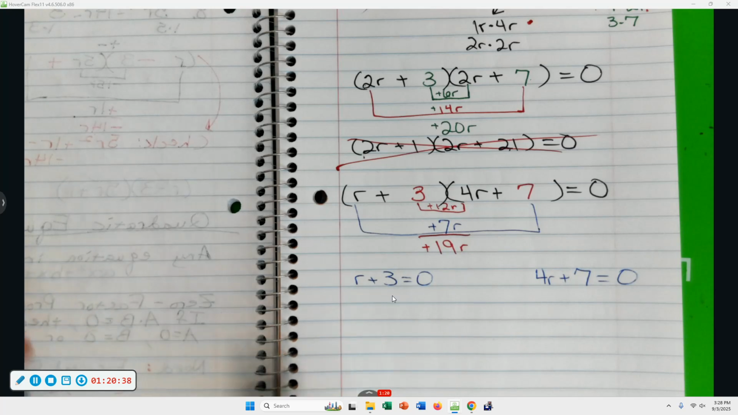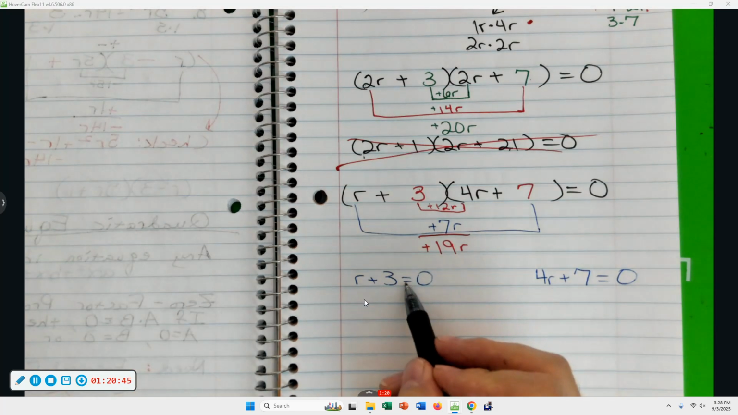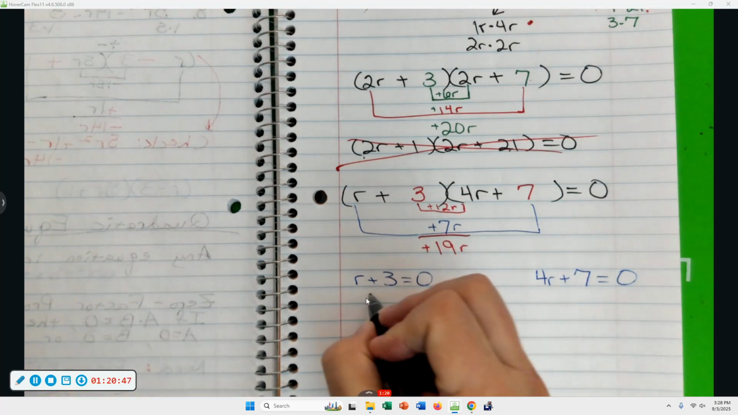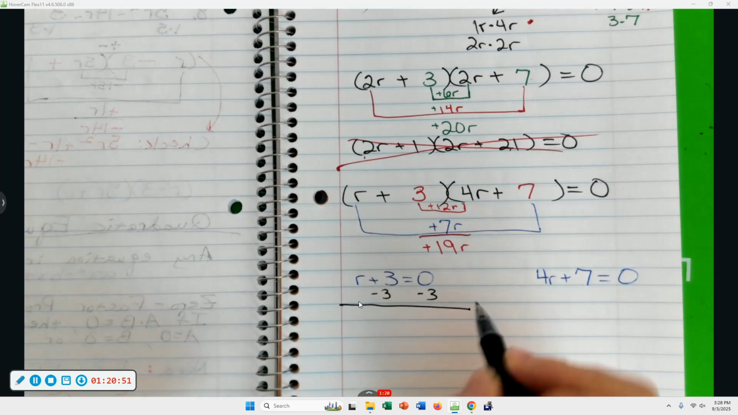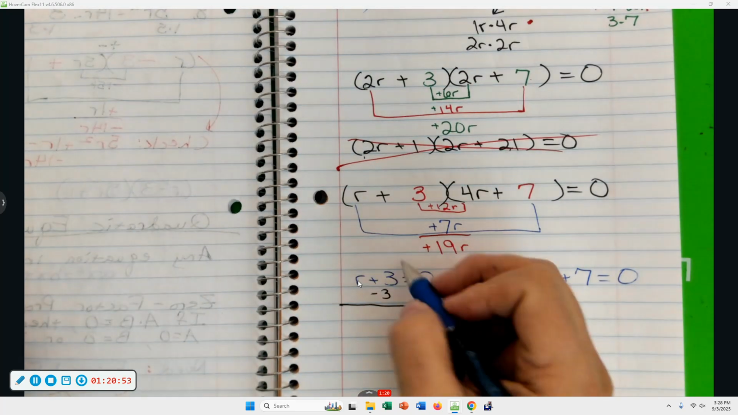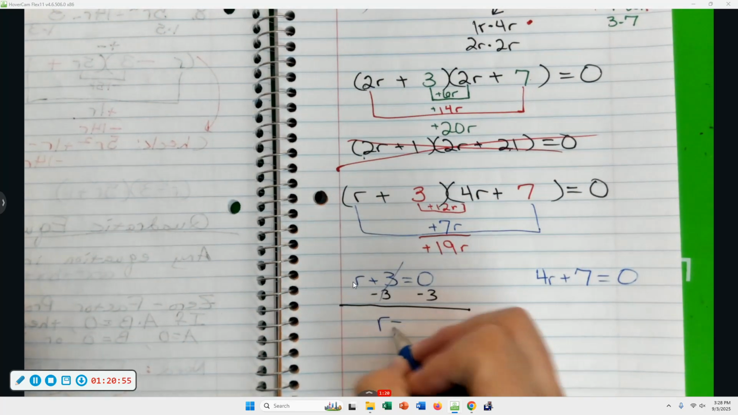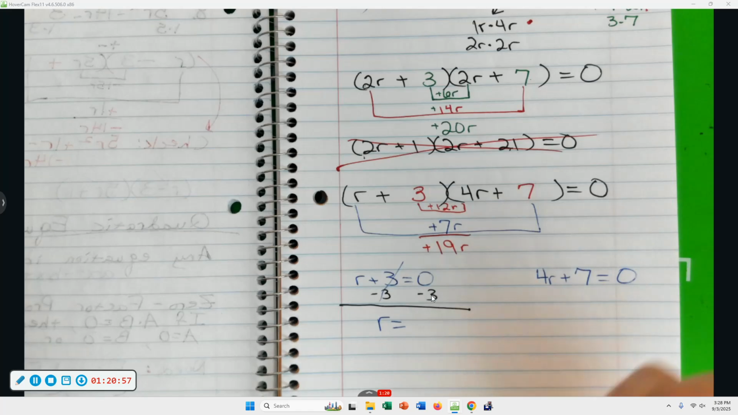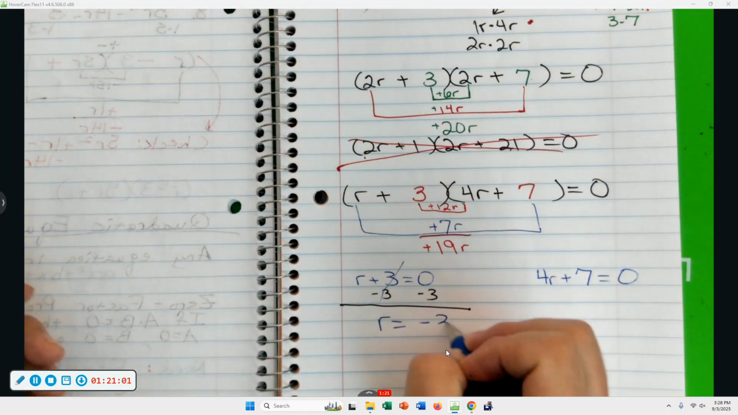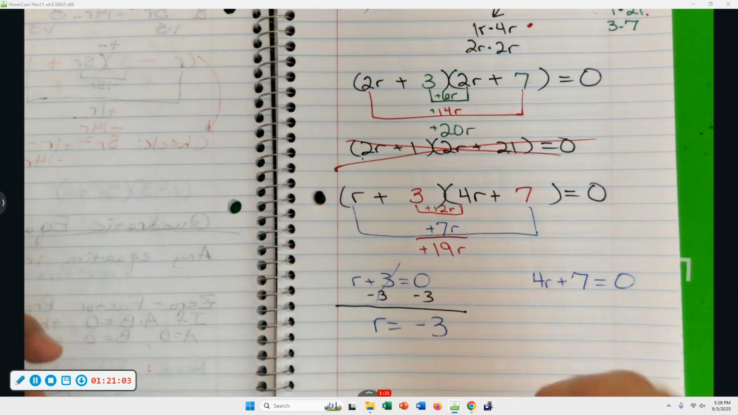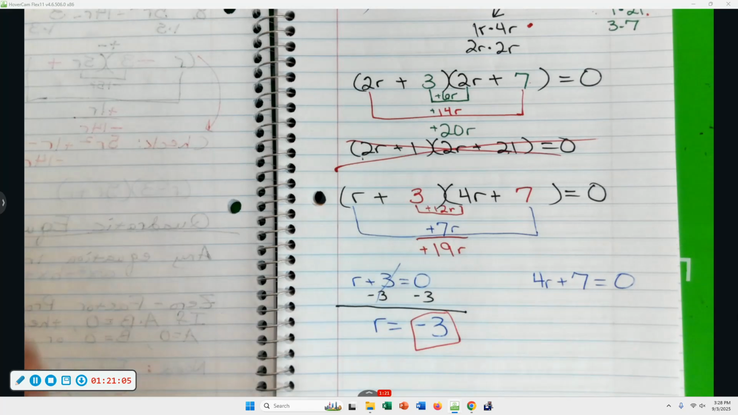We don't want that plus 3 on the left side anymore. Subtract 3. It's like a scale. You're taking away 3 pounds from the left, so you take away 3 pounds from the right. All you have left then is r on the left. 0 minus 3 gives me what? Negative 3. And that's my first solution. Negative 3 is the first solution I found.